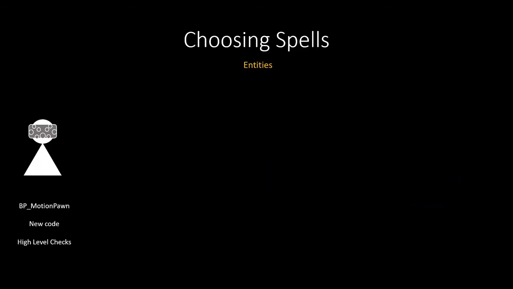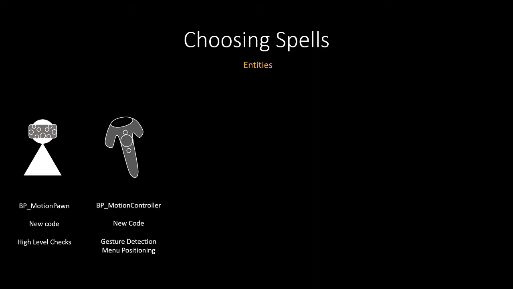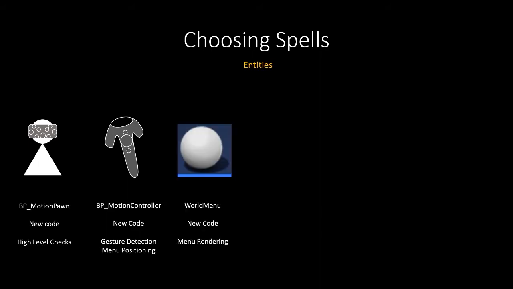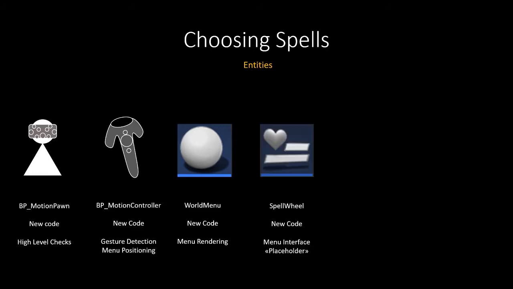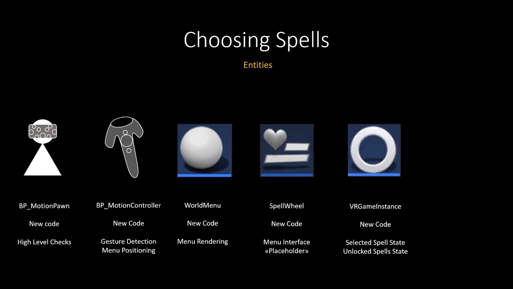In terms of entities, the pawn was slightly changed to check conditions for showing the menu. The BP motion controller's orientation is used to trigger the showing of the menu and instantiates a world menu instance that renders and controls that menu, as it is designed in the spell wheel. Spell wheel is simply a placeholder I made, since the actual menu would have been created by my peers. A game mode VR game instance was created to store global information. And finally, the pickup pawn was changed so it could alternate between spells.